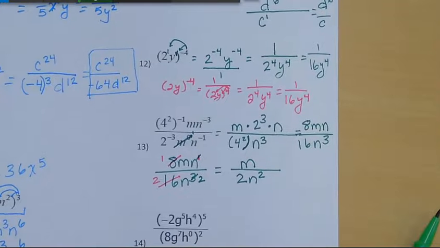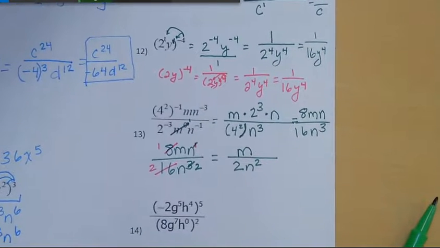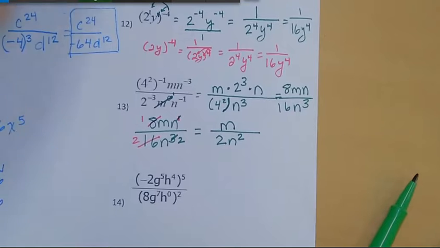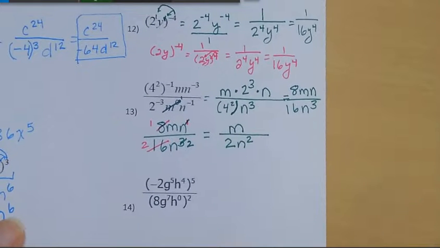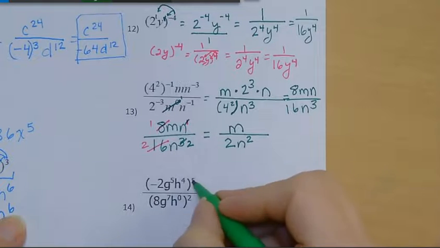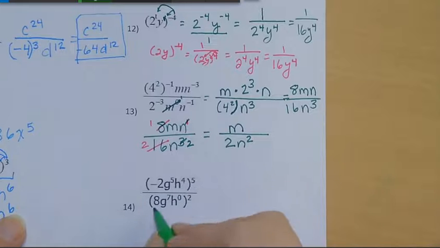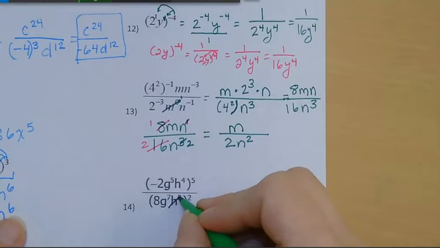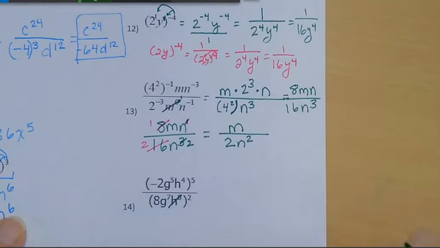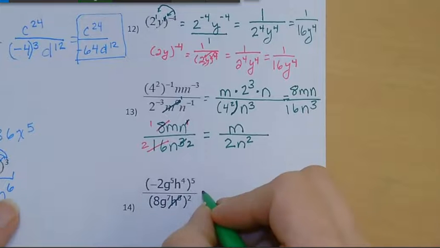So finally, we're going to solve problem 14 here. Problem 14, I can see that I have outer exponents that I have to deal with before I can do any simplifying. So be careful here. You need to take care of these outer exponents before you can simplify inside, with one exception. H to the 0, anything to the 0 is 1. So we're just going to make that 1 to start off.